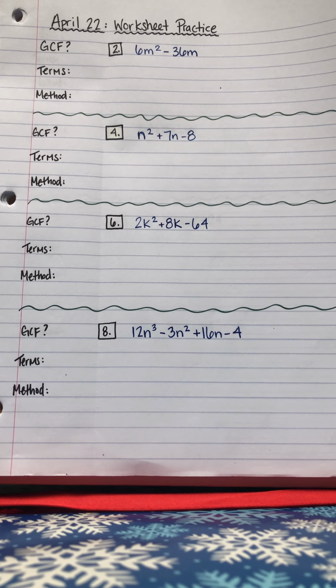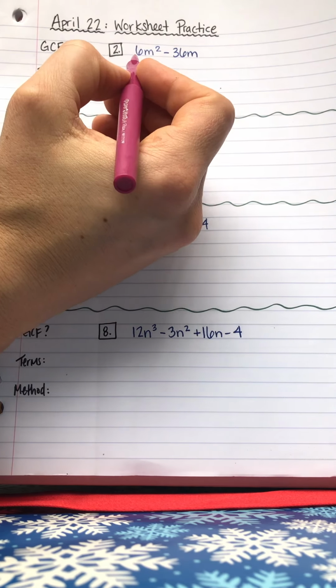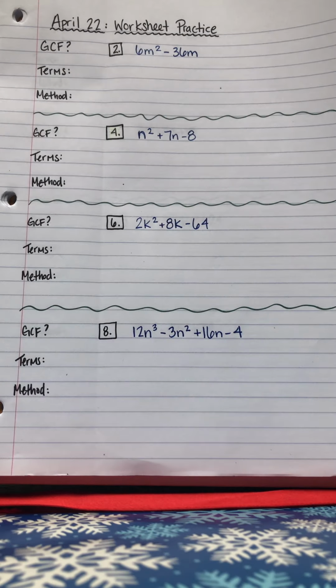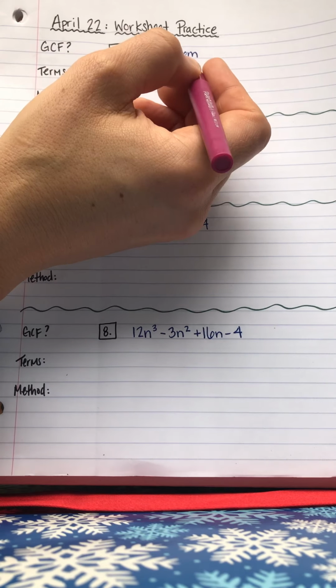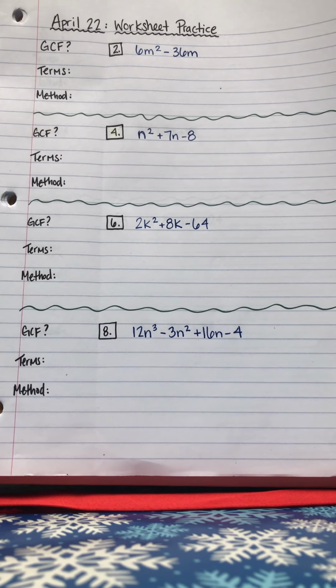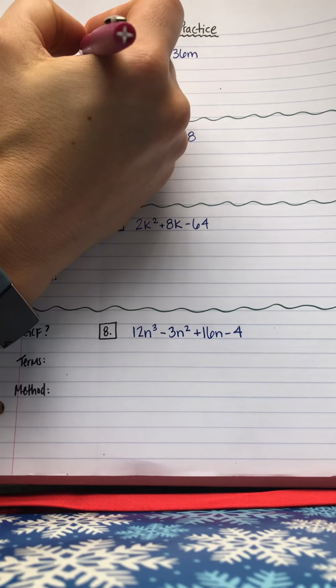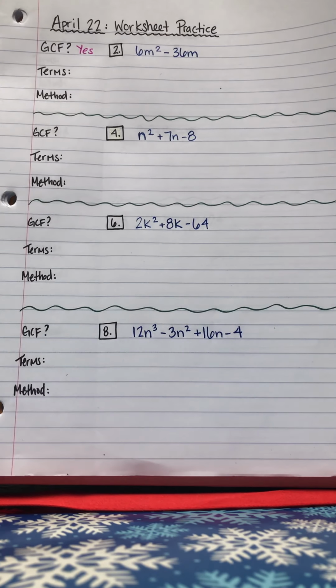So here we go. So number 2, is there a GCF? Looking at this, I noticed that we have 6 and 36m. What stands out to me is that 6 is a factor of 36, and both of them have an m, so yes, this does indeed have a GCF.